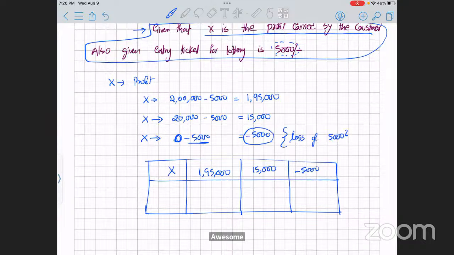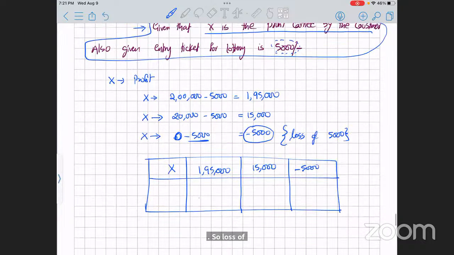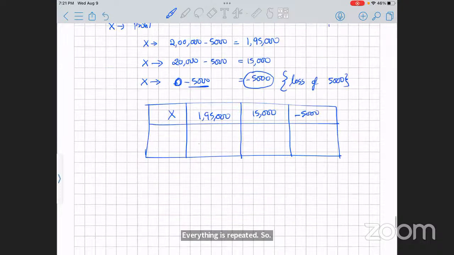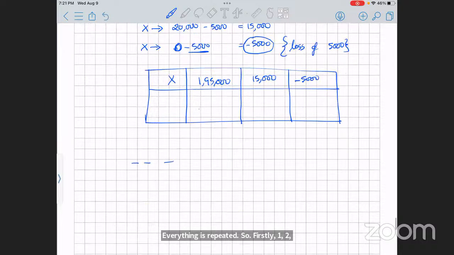Now we need to find the probability. Look, it is a 3-digit number, and everything is repetitive. So the first digit can take 9 possibilities, the second 10, and the third 10. Total 9 into 10 into 10, that equals 900.